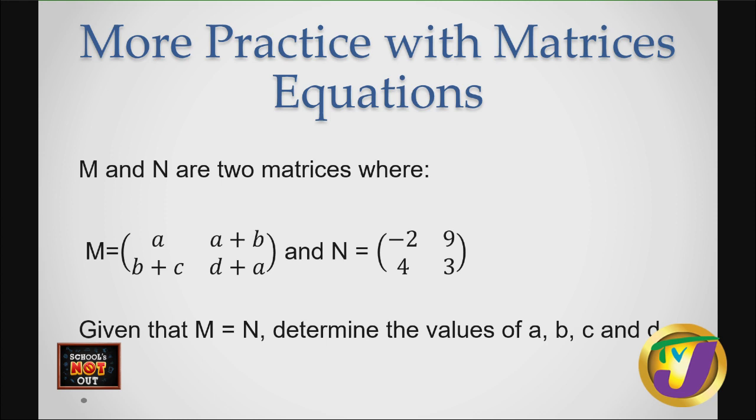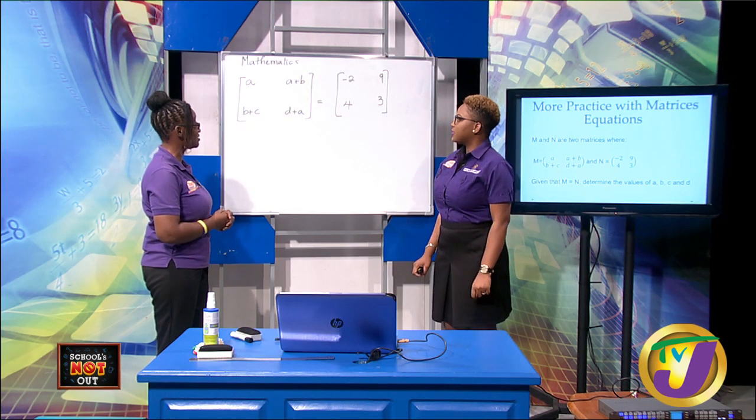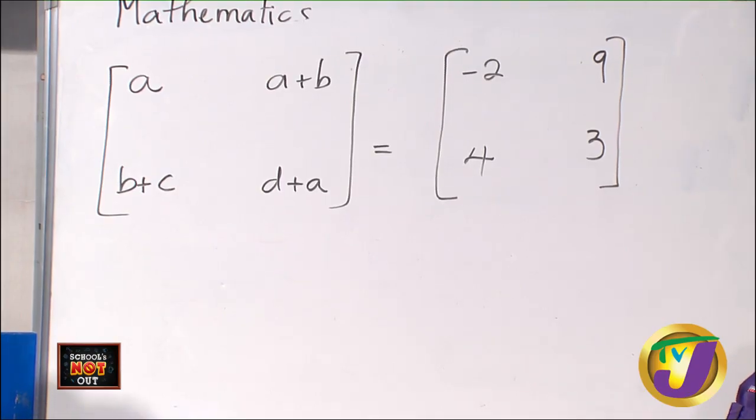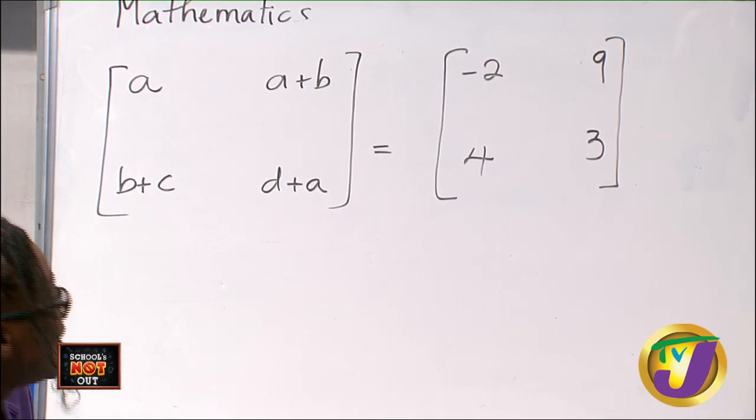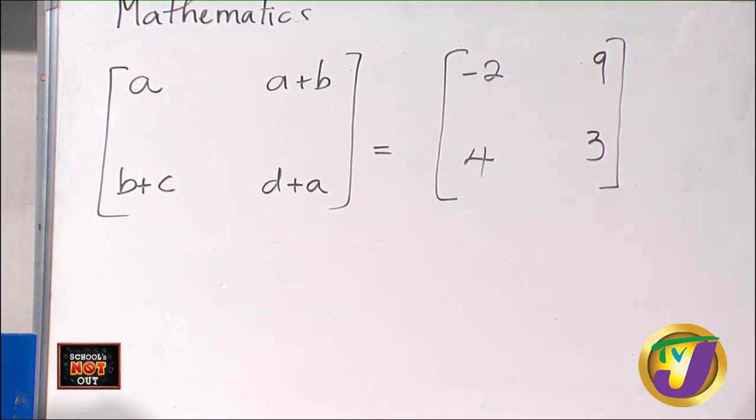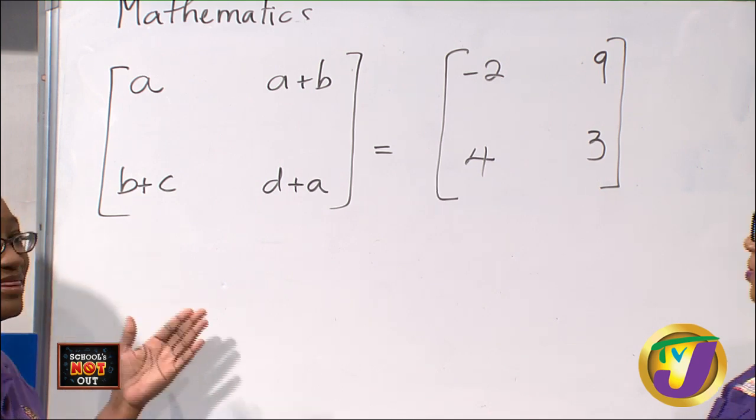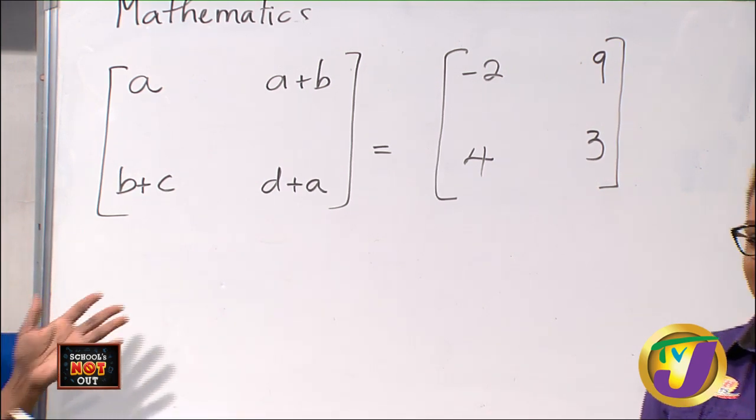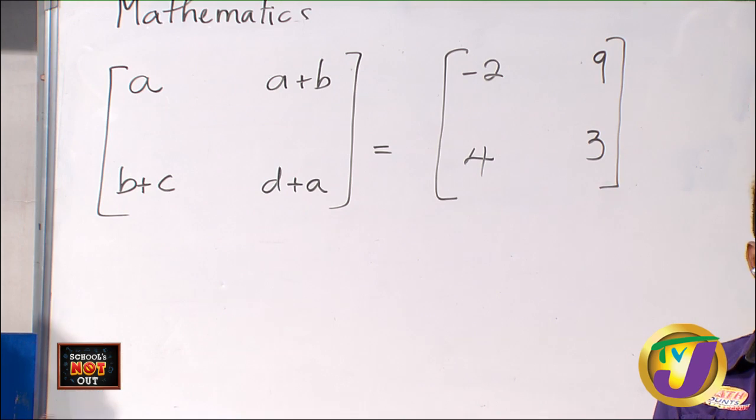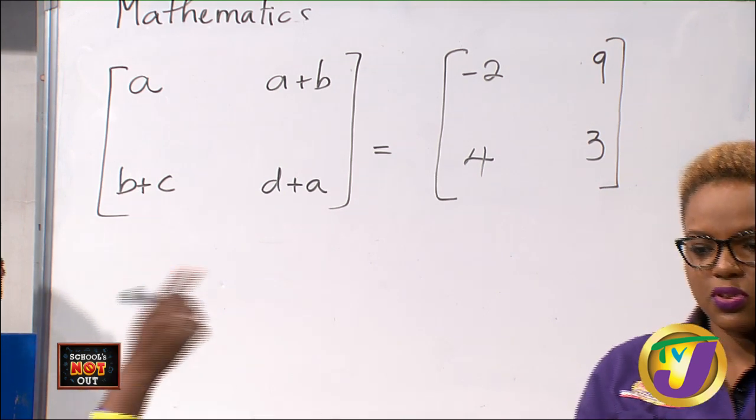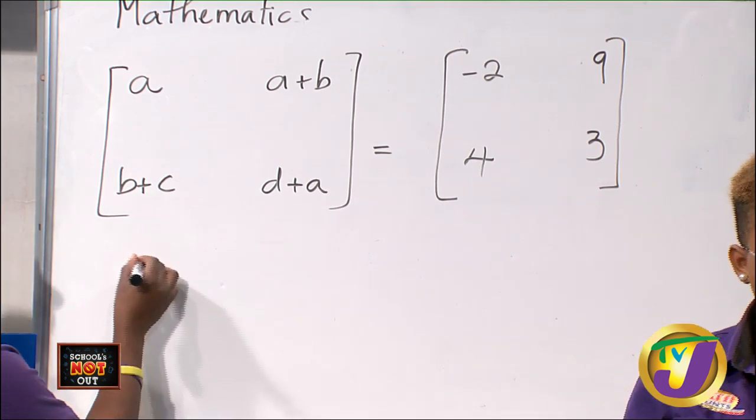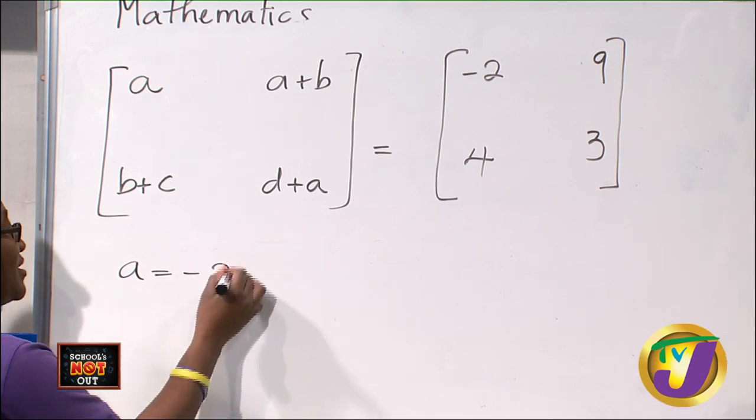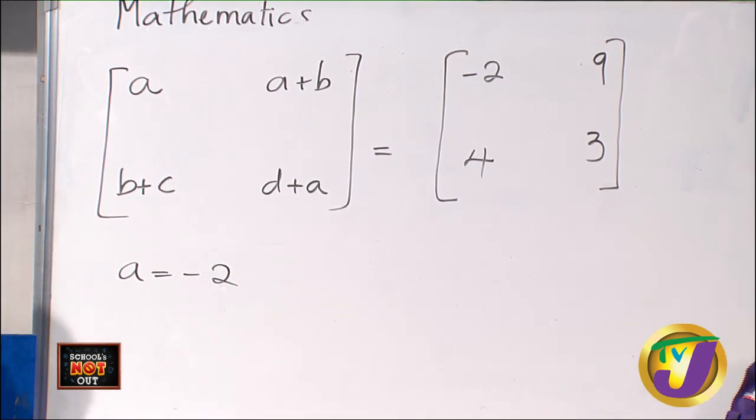All right, so we're looking again at another case of equal matrices. We're being asked now to find the values of A, B, C, and D. Well, Latoya, as I look at this, I'm seeing where A is equal to -2. That's all I'm saying. So A is equal to -2.